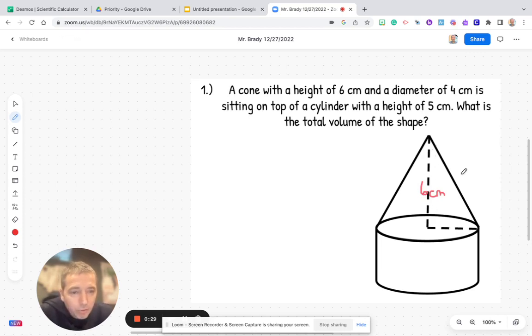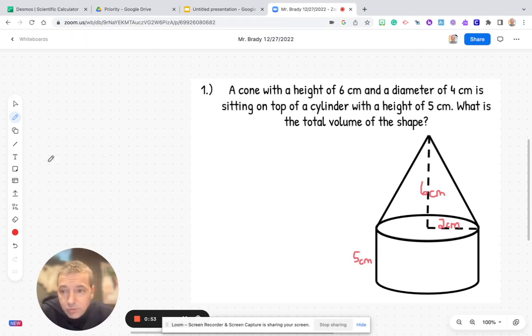It has a diameter of 4 centimeters. So that means the full way across is 4. Well, halfway across would be half of 4, which is 2. So it has a radius of 2 centimeters. We don't need the diameter. And the cylinder has a height of 5 centimeters. I'm going to put that over here. Now it would have the same radius as the cone. See how it's right on top of it?